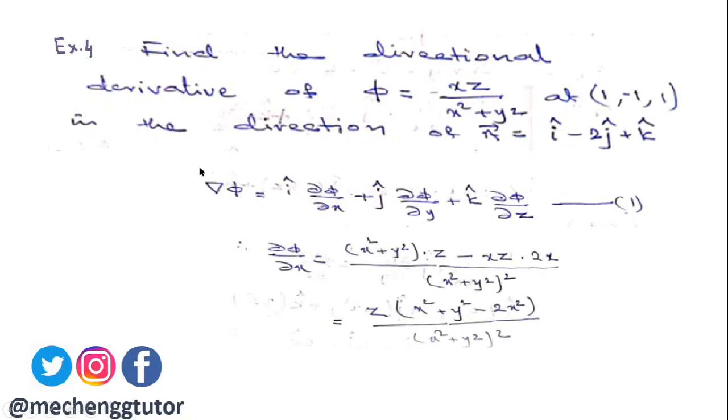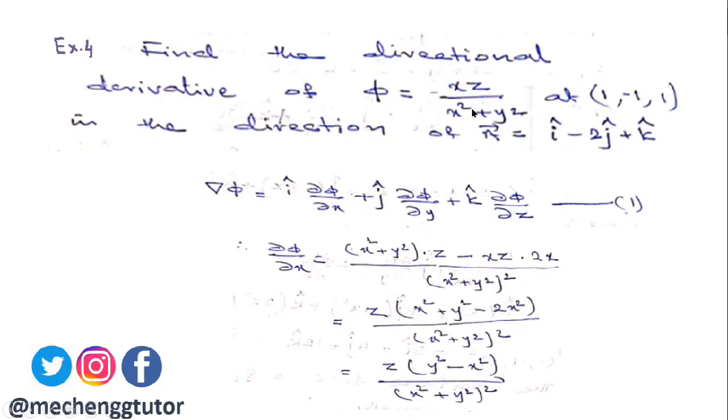Same procedure, formula for del phi: i into ∂phi/∂x, j into ∂phi/∂y, k into ∂phi/∂z. Since the calculation is a bit lengthy in the partial derivatives, I have considered it separately. Let us calculate ∂phi upon ∂x. You just see here, x is there in the numerator as well as the denominator. So I have to apply the u by v formula.